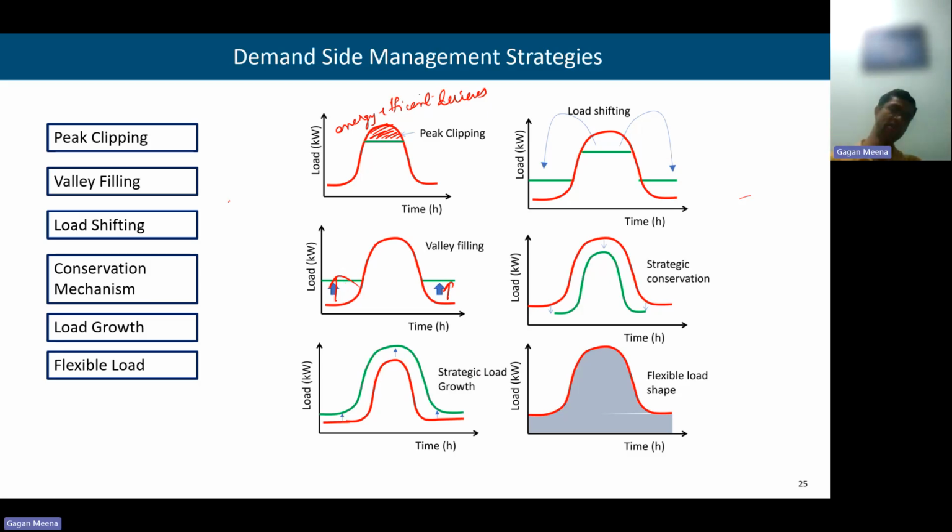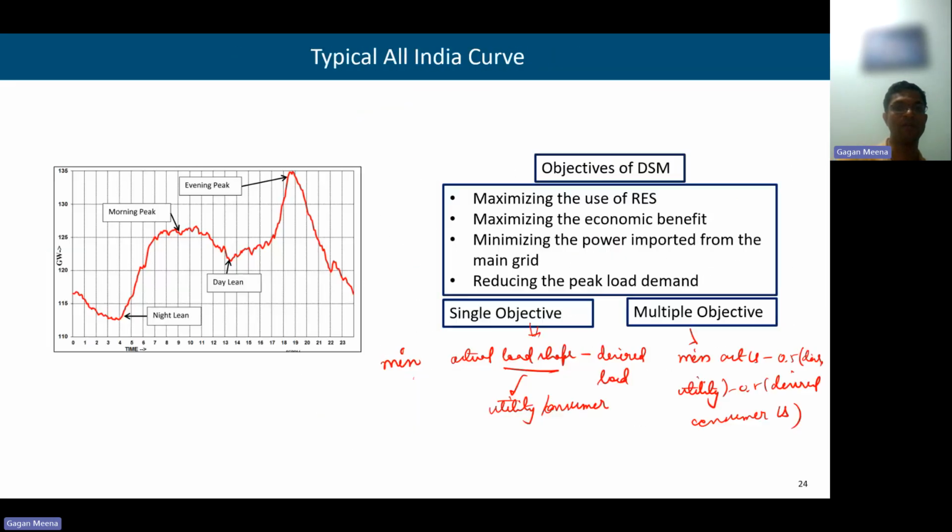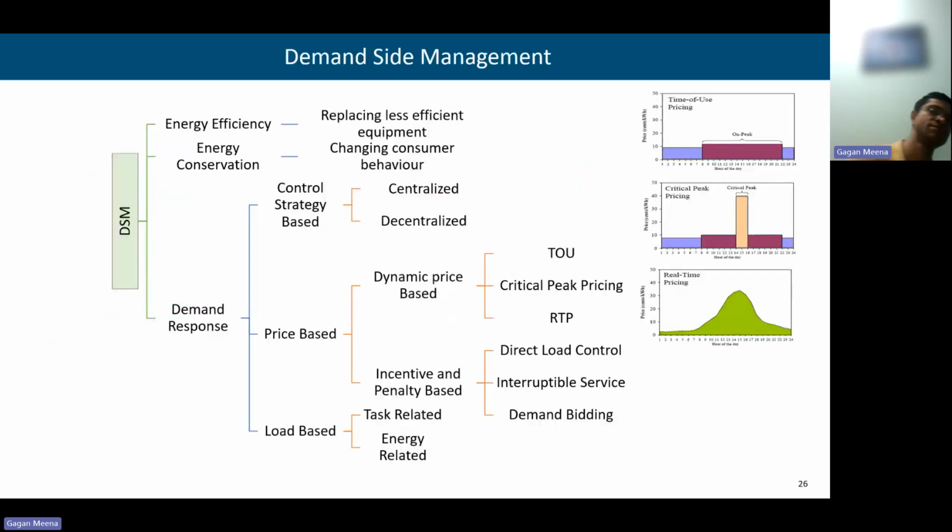Strategic load growth means there is a new, I would say, new colony, which is for a similar type of load growth. We have given that a strategic load growth. Similarly, there can be strategic conservation as well. And then the last one, the most advanced version, is the flexible load shape, which can change its shape as and when required. So here we come to different types of the demand side management.